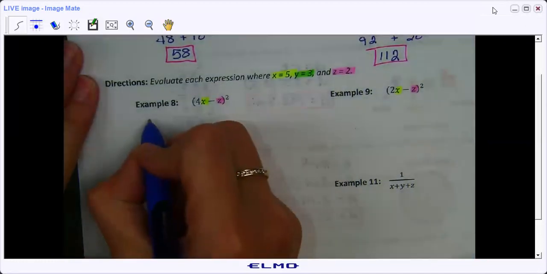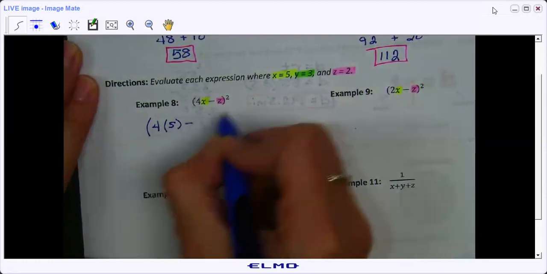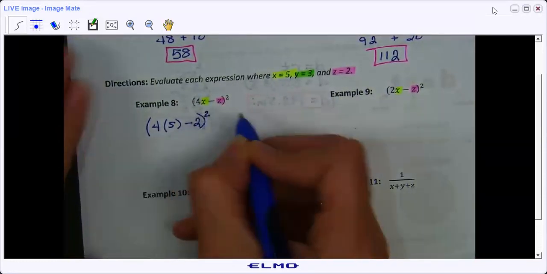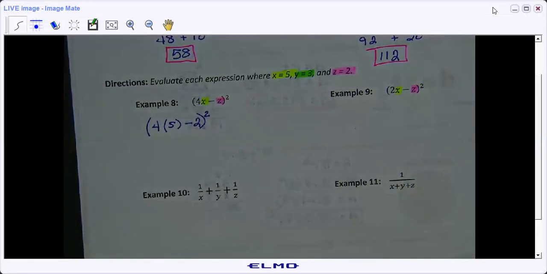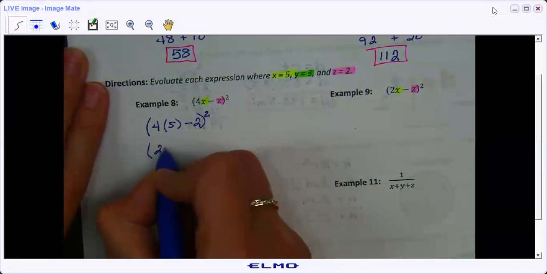So we have 4 times x. My x is 5. Minus z, and my z is 2. And then we have an exponent of 2 on the outside. Remember, with parentheses, you want to work from the inside out. So on the inside, I have multiplication and subtraction, and according to order of operations, I have to do my multiplication first. So the first thing I'm going to do is 4 times 5, and I get 20.